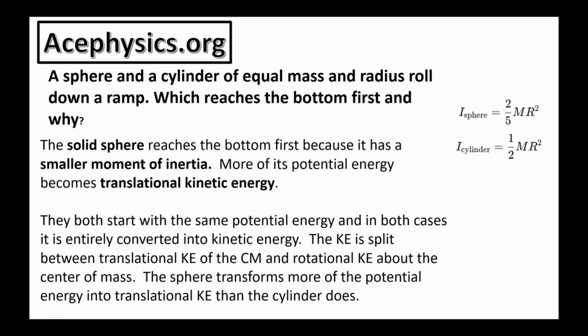The solid sphere reaches the bottom first because it has a smaller moment of inertia. The moment of inertia of a solid sphere is 2/5 mr squared, and the moment of inertia of a cylinder is 1/2 mr squared. More of the sphere's potential energy becomes translational kinetic energy.